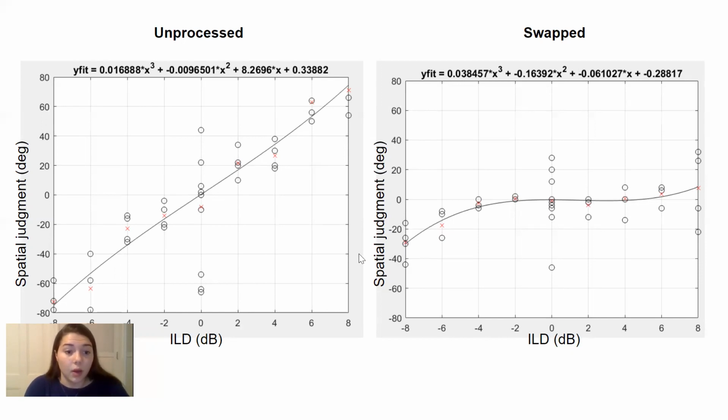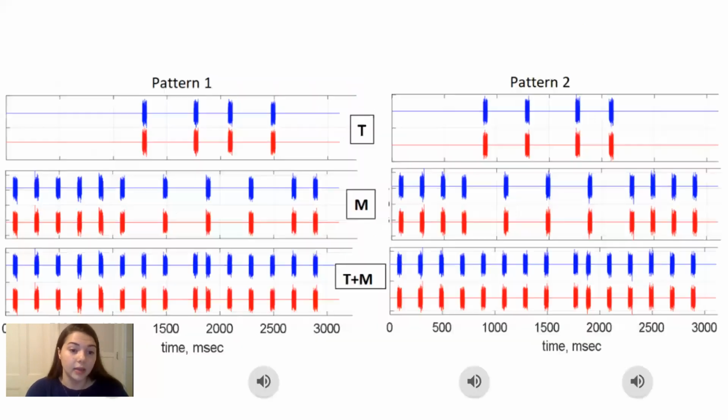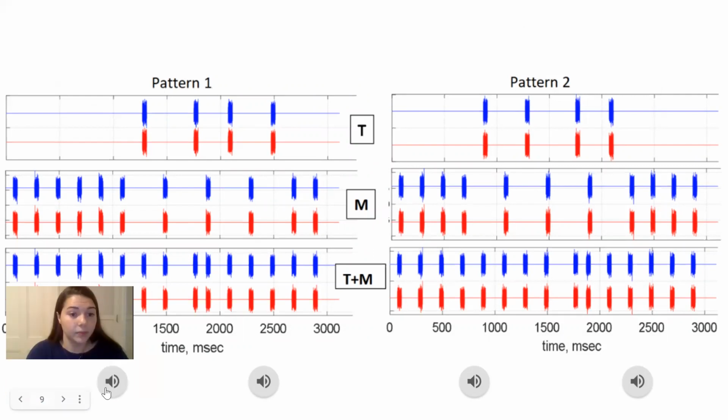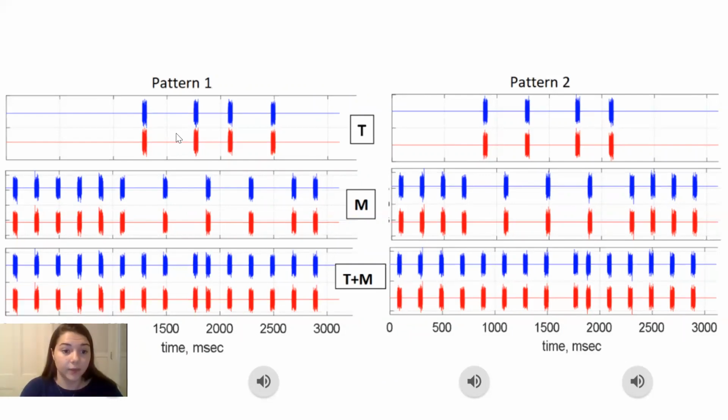So next, what we did was we tested spatial release from informational masking in our third task. So here's our third task. What we did was we played 2 different patterns of noise. So here's the first pattern. And here's the second pattern. So as you might notice, the first pattern has an extra space between the first 2 bursts, and the second pattern has an extra space between the second and the third bursts.